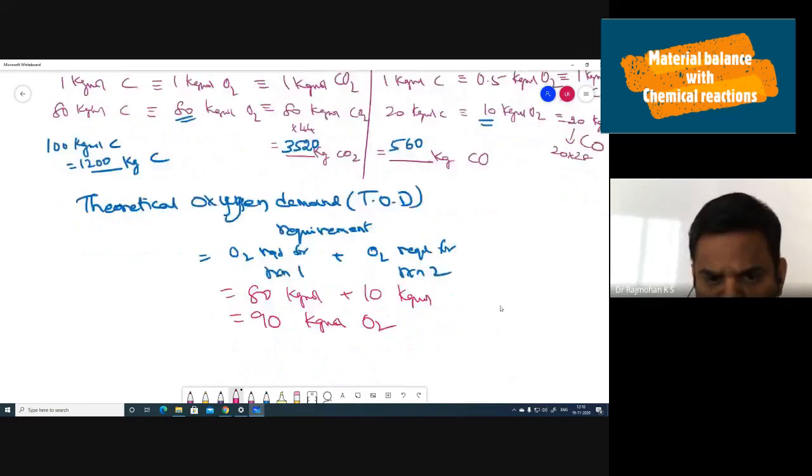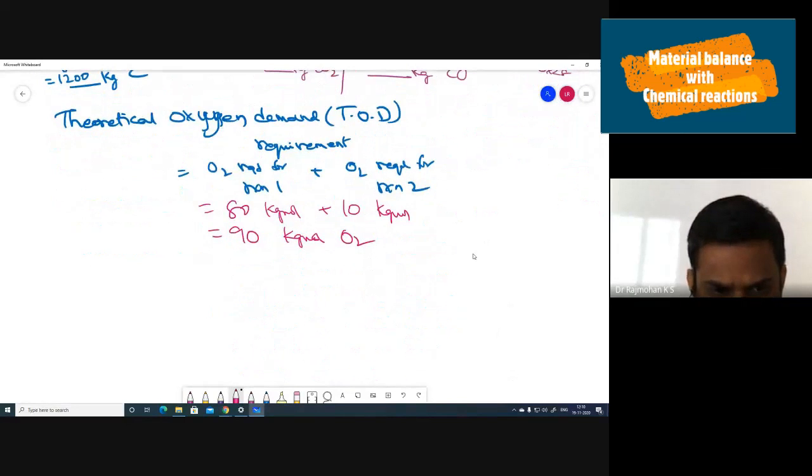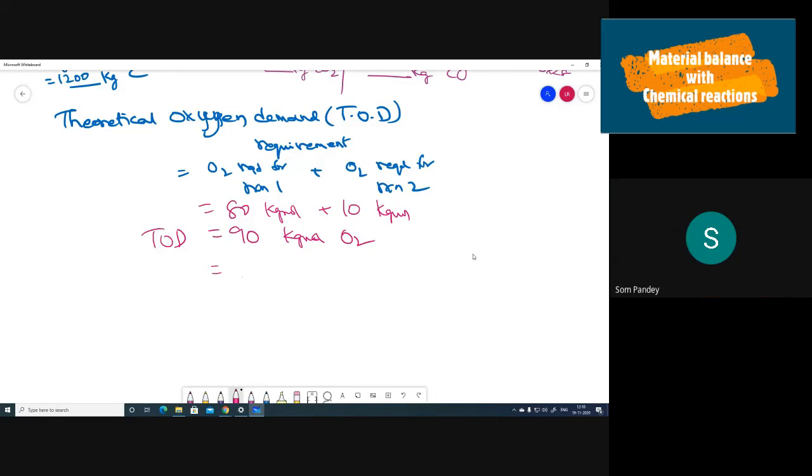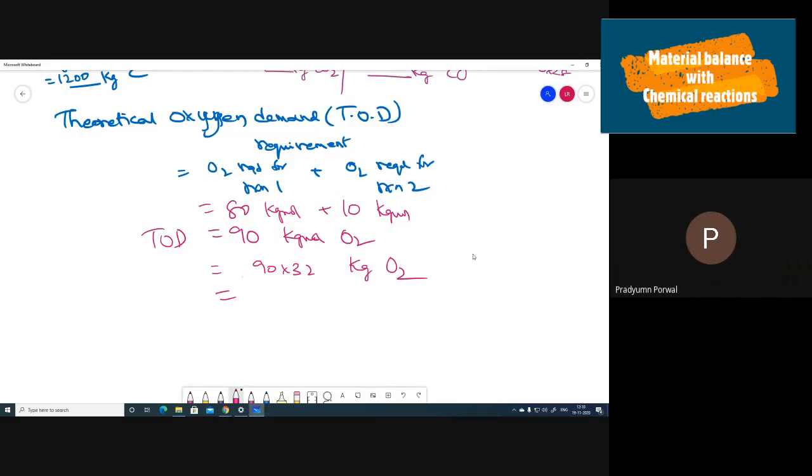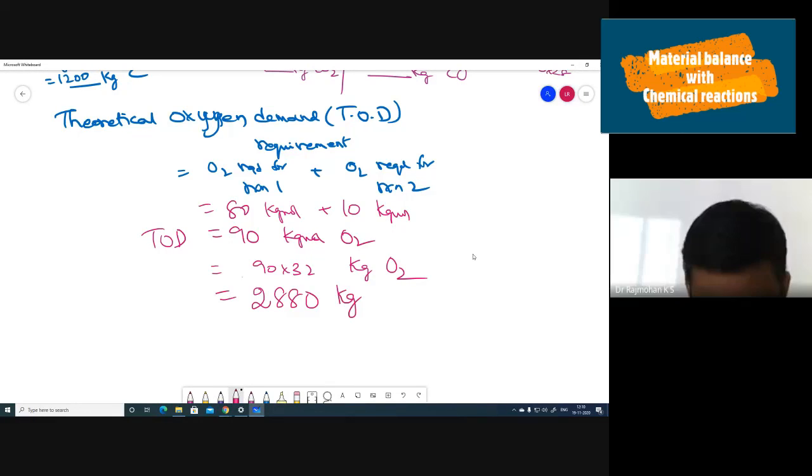So tell me how much kg of oxygen is required then? TOD. 1440. How much? 2880. Yes, 2880. So we have 2880 kg of oxygen as the theoretical oxygen requirement.